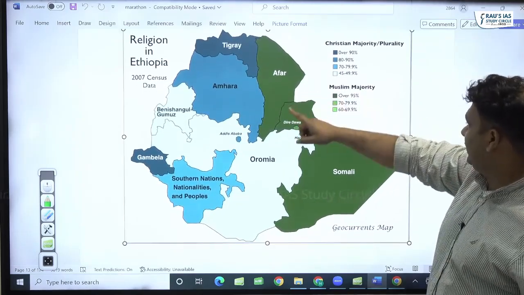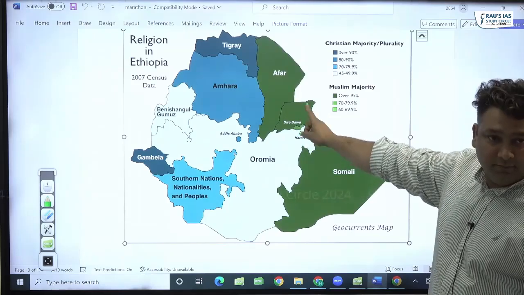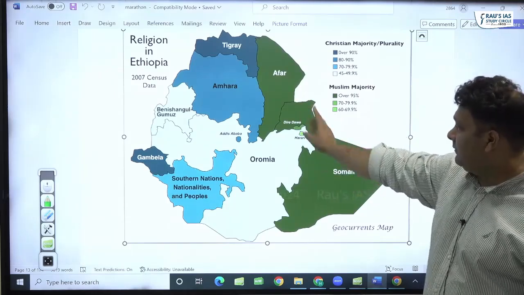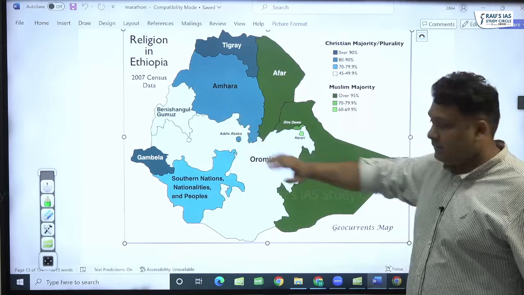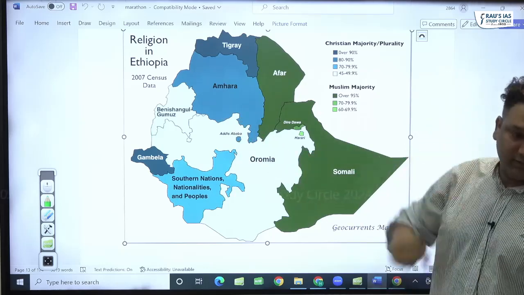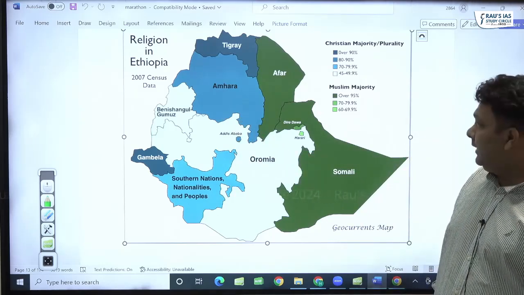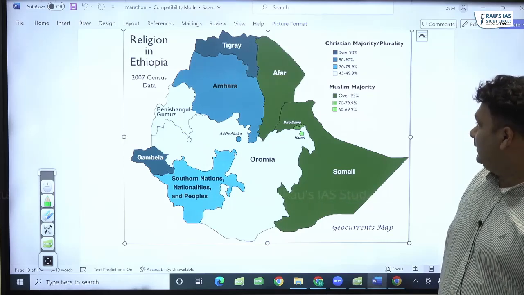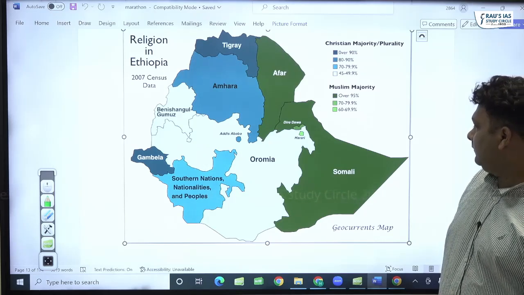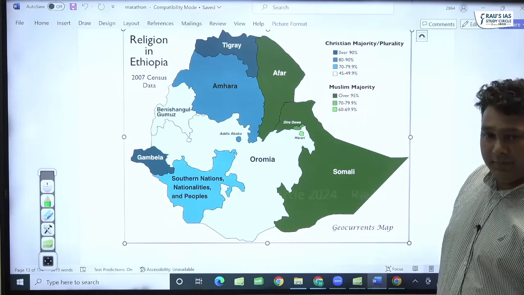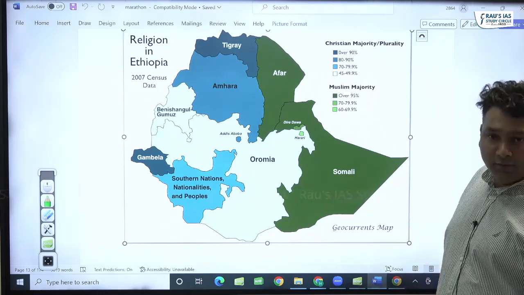Sorry, Tigray is Christians only. Sorry, the eastern part, make a correction. The eastern part is Muslim, and this part is Christian. So Tigray is Christian. Specifically write down, Tigray is Christian. And Somali and Afar are Muslims.